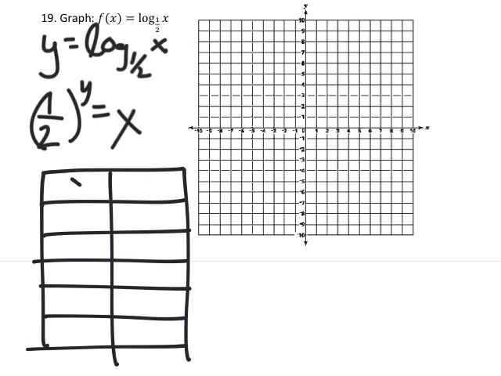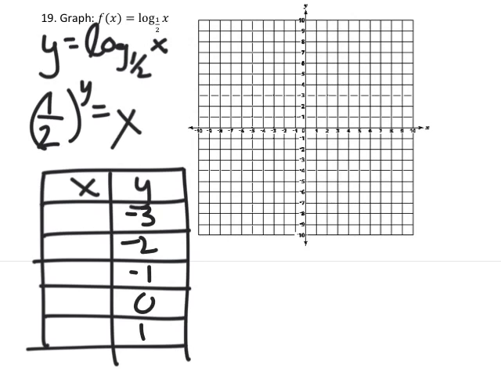So we have our x and y. Since this is the power of y, and that's equal to x, what we want to do here is find values of y. We're just going to choose whatever values we want. I'm going to start with, let's say, -3, and I'll just go down from there. Hopefully this will show us how this graph is going to look.